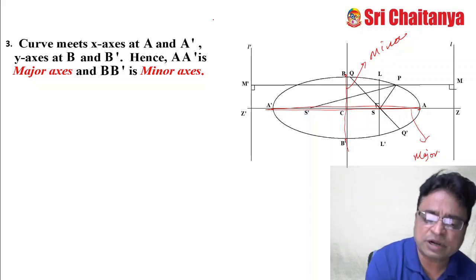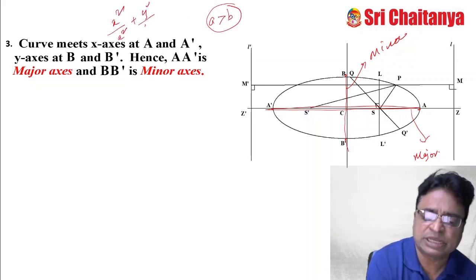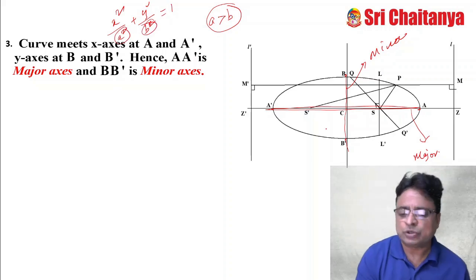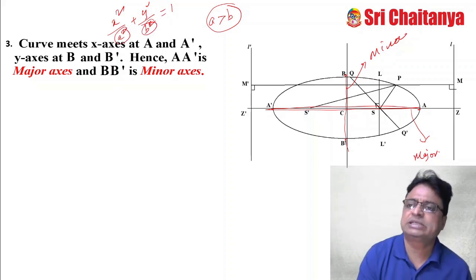This is all for when a is greater than b. What are a and b? If you have observed the standard equation of the ellipse, x square by a square plus y square by b square is equal to 1, there it is a and this is b. So here AA dash is called the major axis and BB dash is called the minor axis.